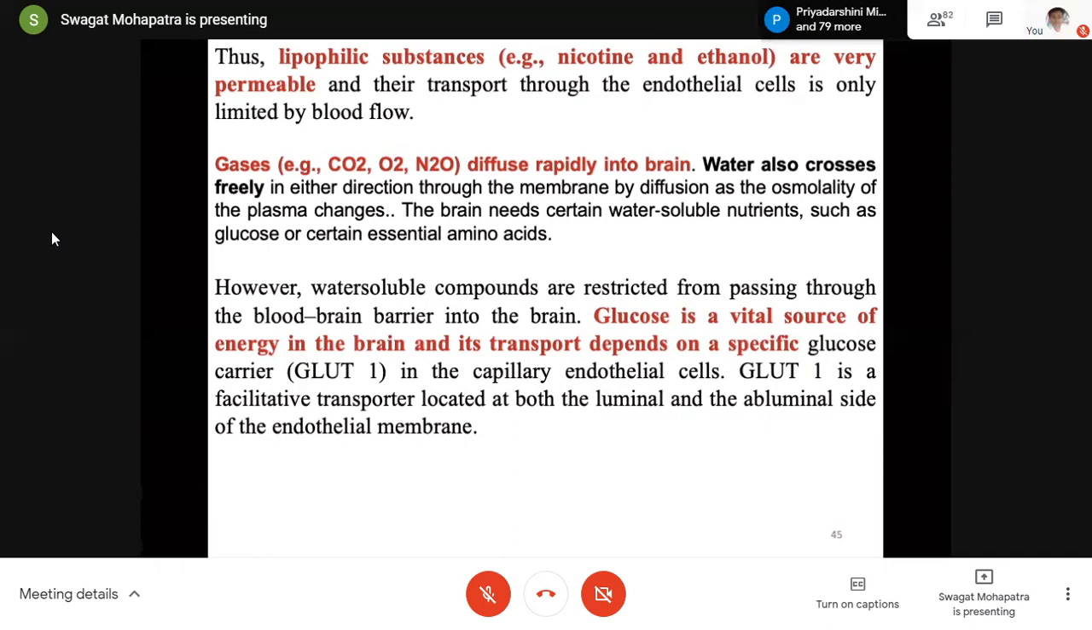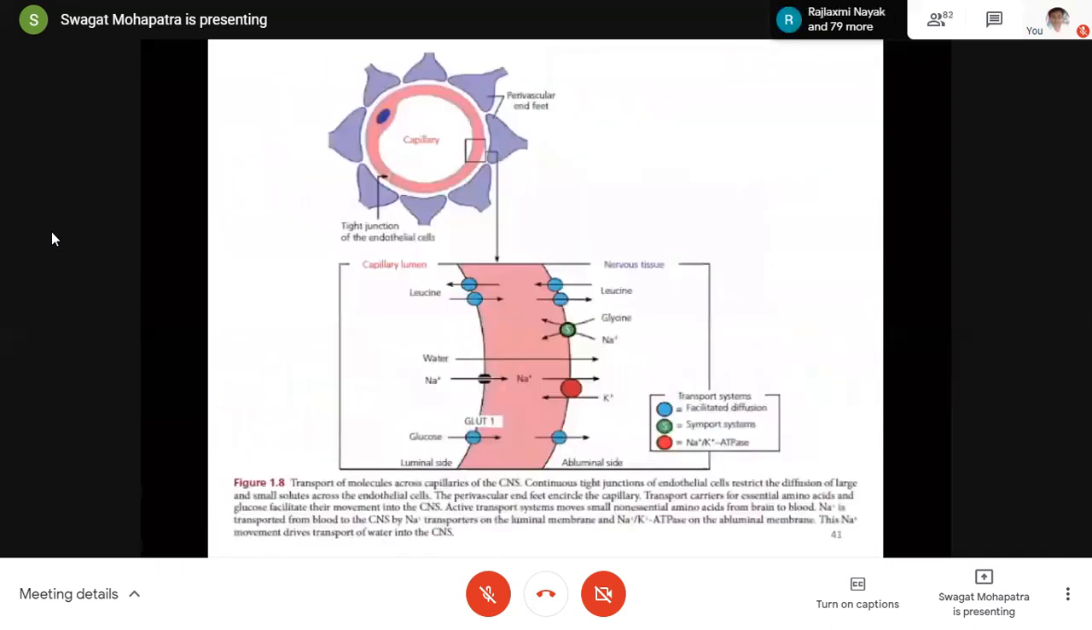So you can see in the last diagram we showed how GLUT1 is present towards the luminal side, also at the abluminal side. This blue colored carrier protein, which is the GLUT1, is present at the luminal side and the abluminal side. So water can come inside. Any sort of gases like carbon dioxide, oxygen, nitrogen can also diffuse as such.